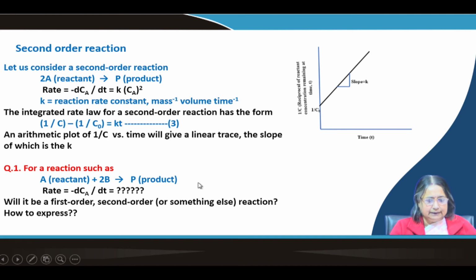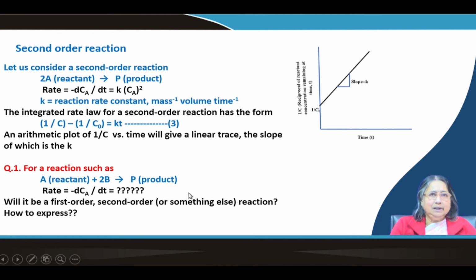Now, this is an example of a reaction. In the previous examples we have shown only one reactant, but here there are two reactants. A is a reactant with stoichiometry 1, and another reactant is B, with stoichiometry 2, giving a product. If this is the case, how will you tell about the rate? I have told you how you can express the rate, but what about the order? What will be the order?